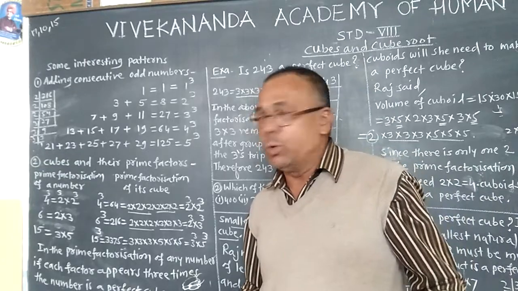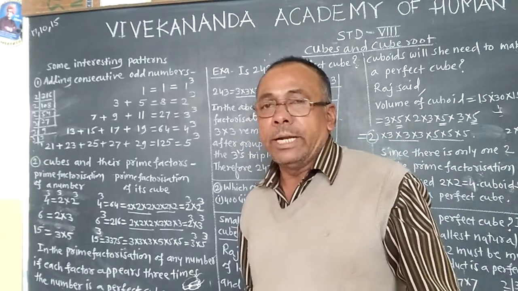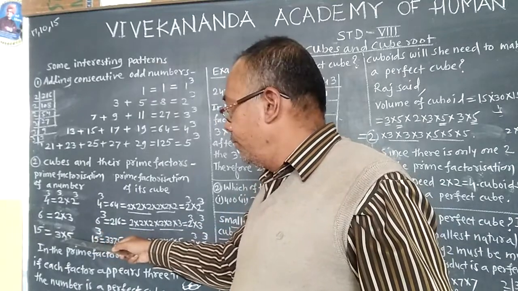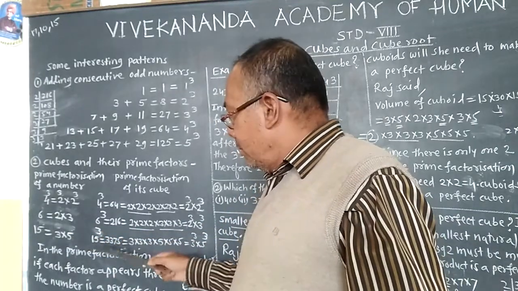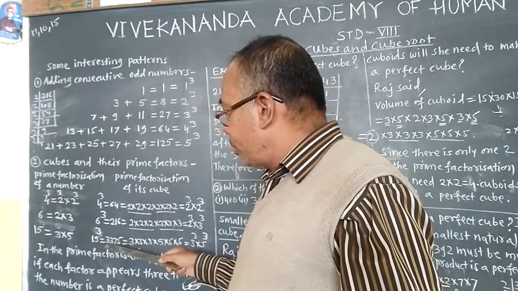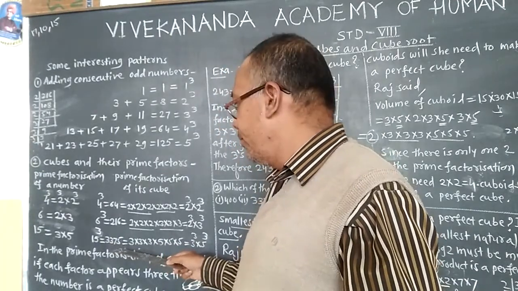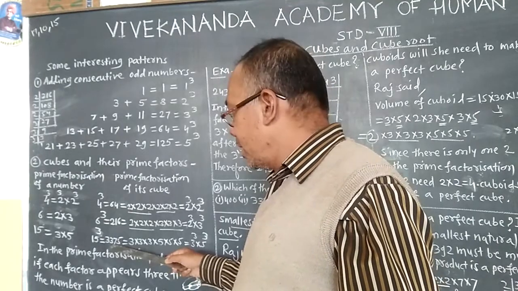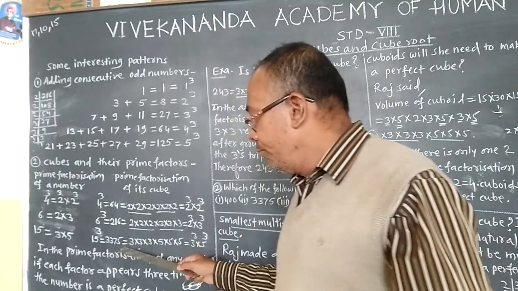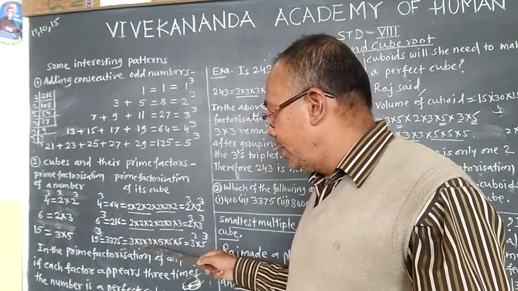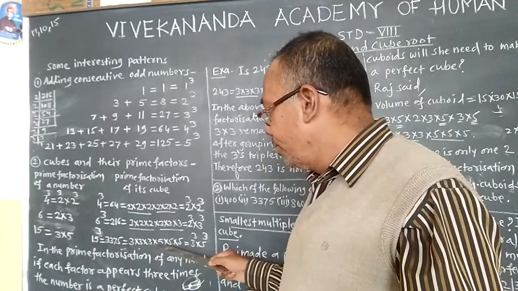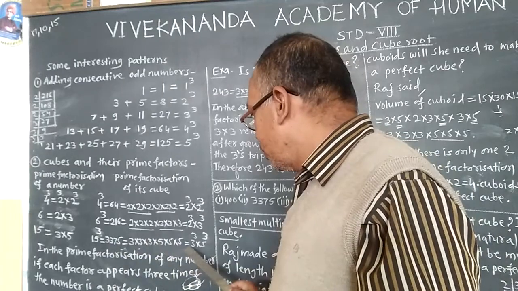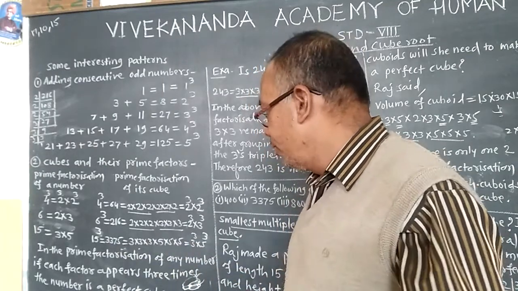Similarly, we will see one more example, that is 15. The factors of 15 are 3 into 5. We can write 15 cube is equal to 3375. If we factorize 3375, we get 3 into 3 into 3 into 5 into 5 into 5, and therefore 15 cube is equal to 3 cube into 5 cube.